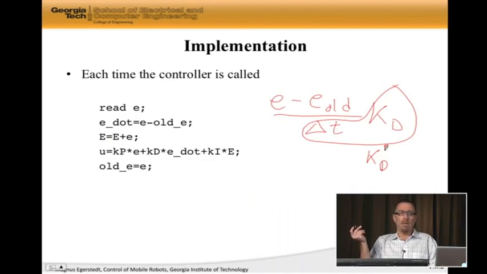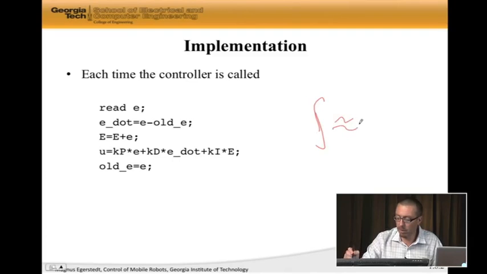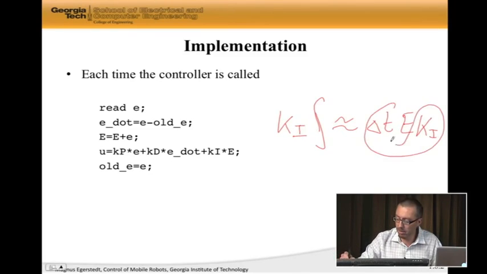Let's call this kd prime. Well, then I just got rid of delta t, and I don't have to worry about delta t. I do the same thing for the integral. So E new is E old plus the latest error. Again, I really have that this integral is roughly equal to delta t times E. So if I have ki times that, I have this times ki. Let's take these and call this my new ki. Then again, I get rid of delta t.